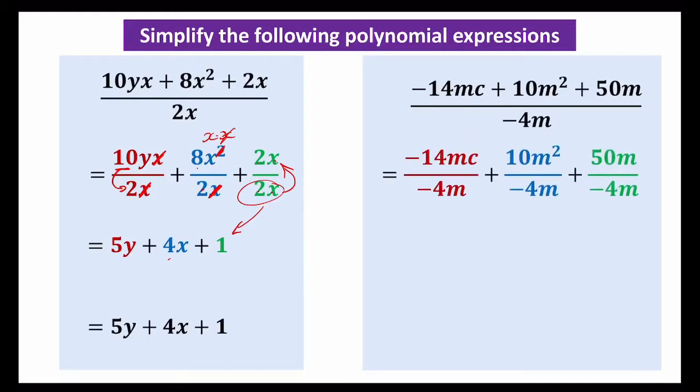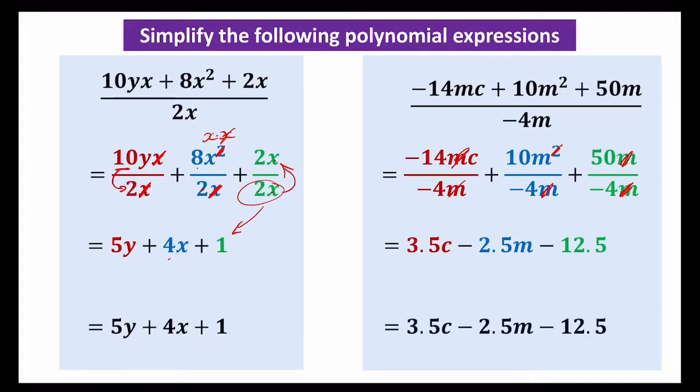This one here: negative 14mc divided by negative 4m. We can knock out the m there. And we take a look at negative 14 divided by negative 4. That's going to become a positive answer. We have m squared divided by m. We can knock that out. Then how many times does negative 4 fit into 10? Then we have 50 divided by negative 4 and m divided by m. So there's our answer here. Excellent job.